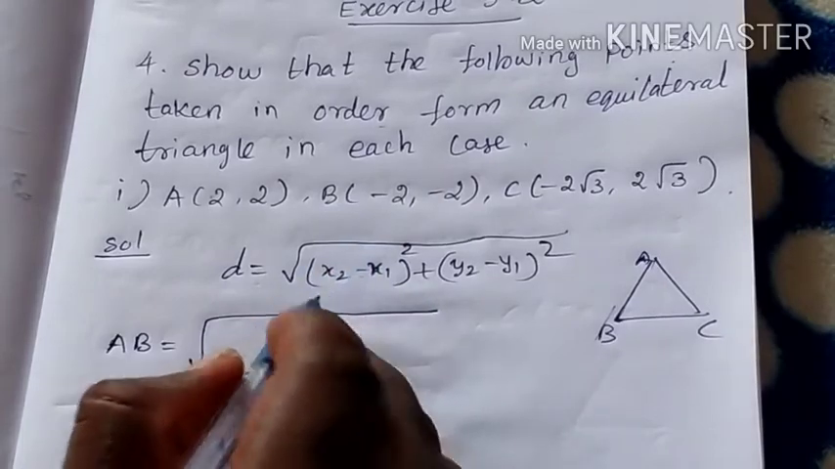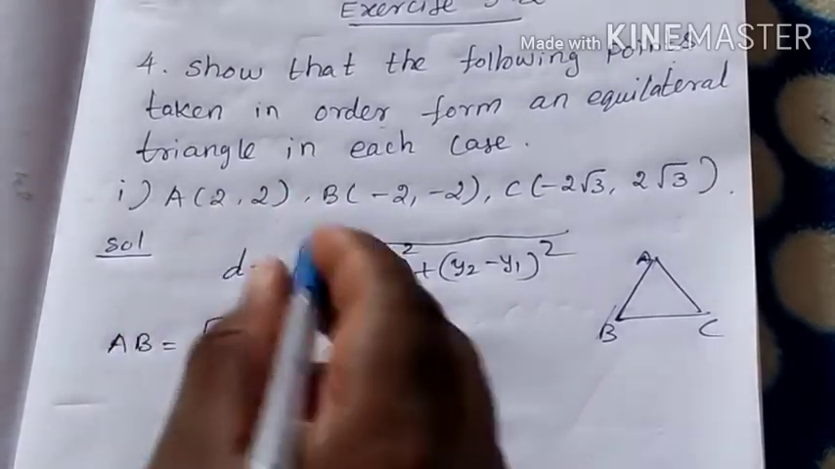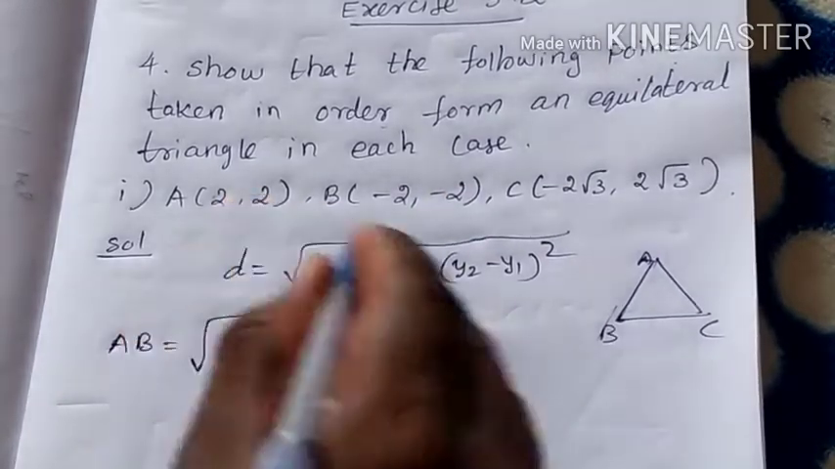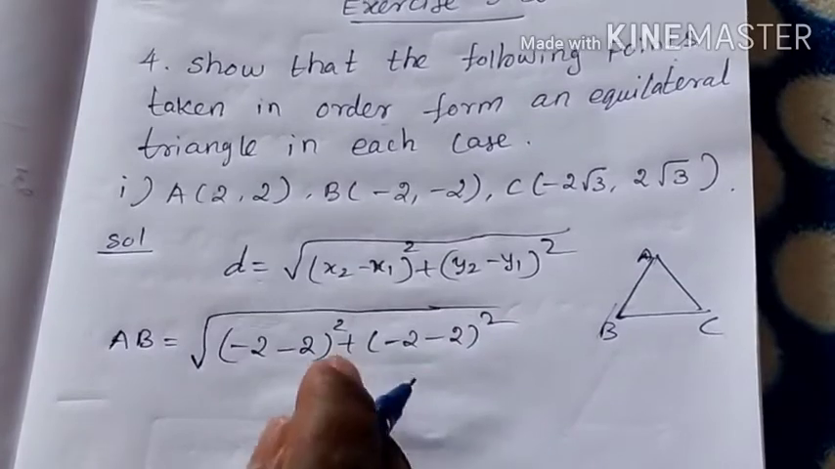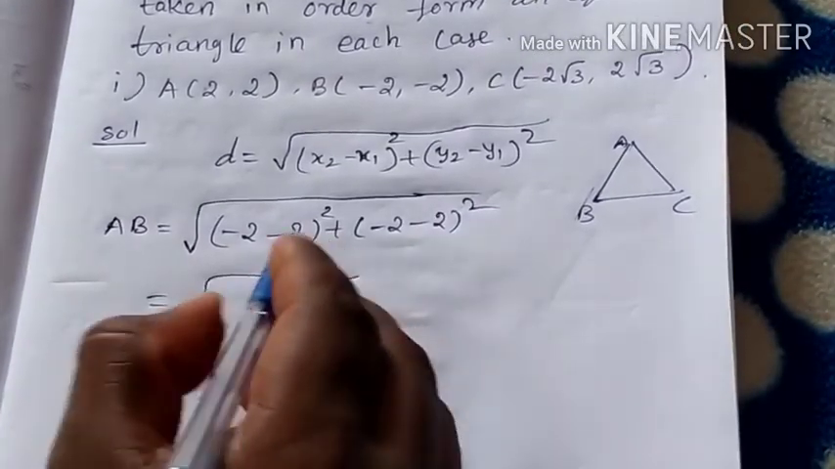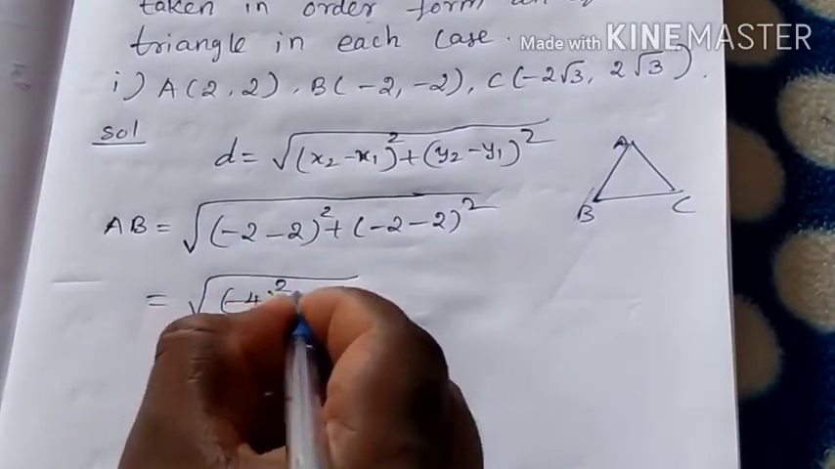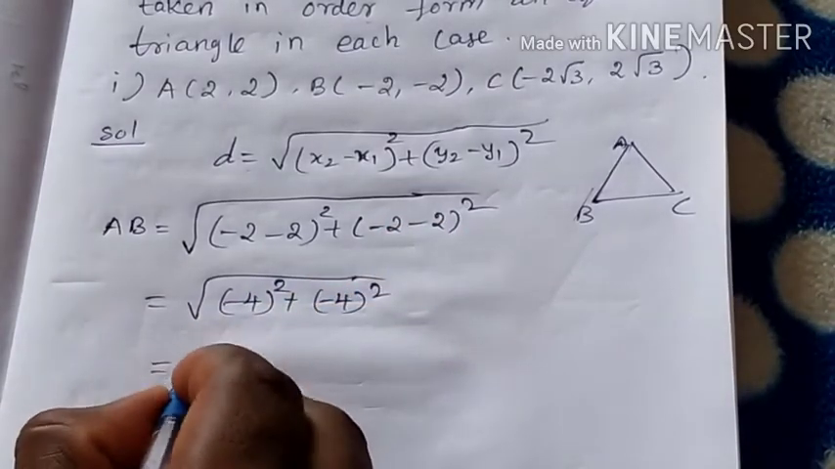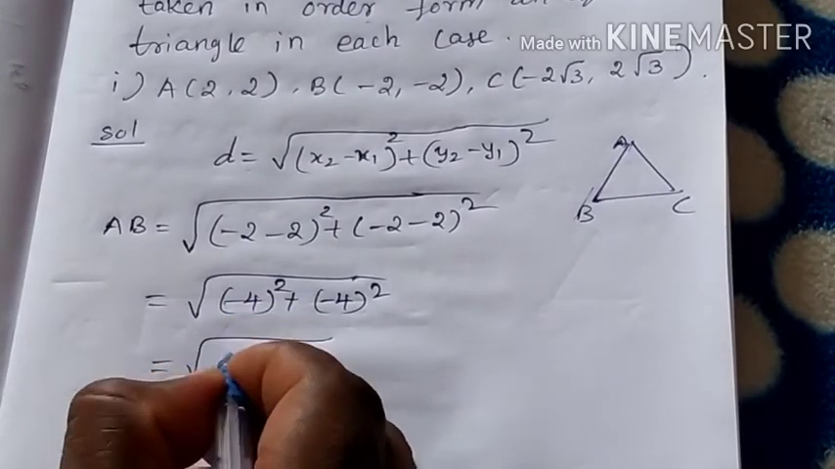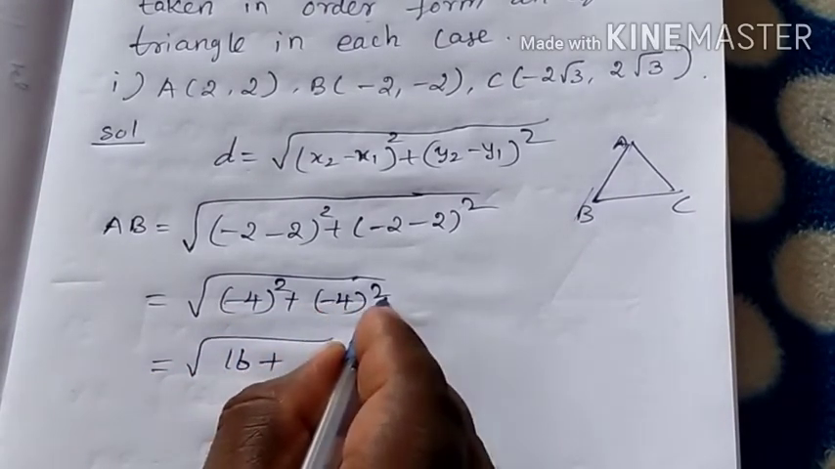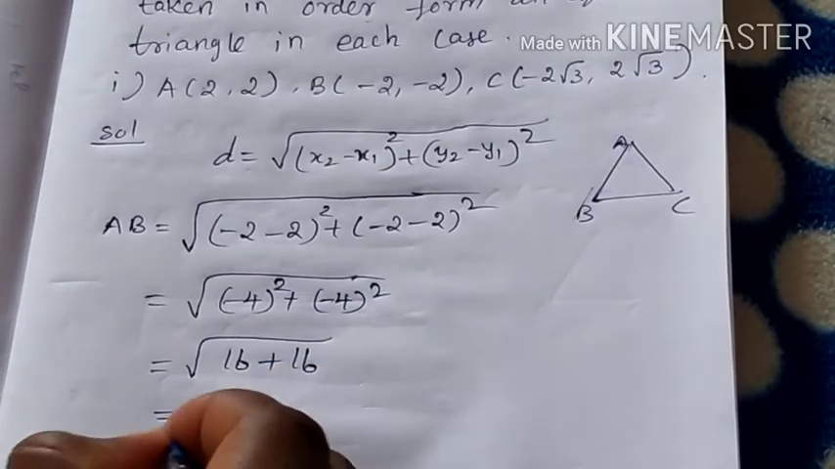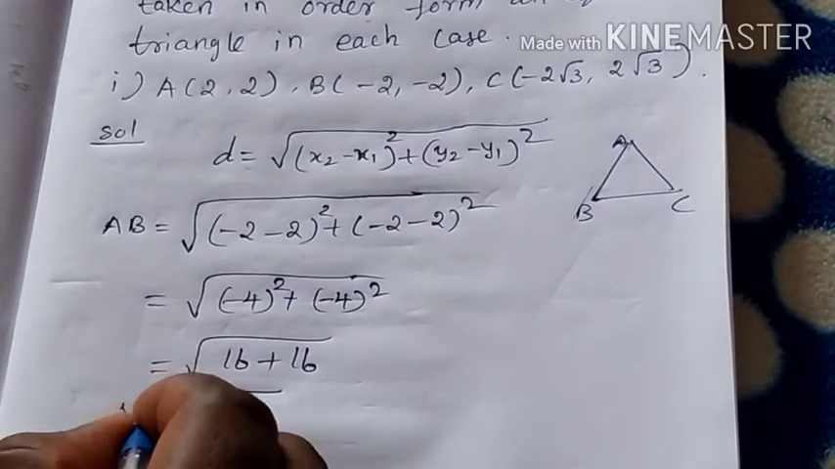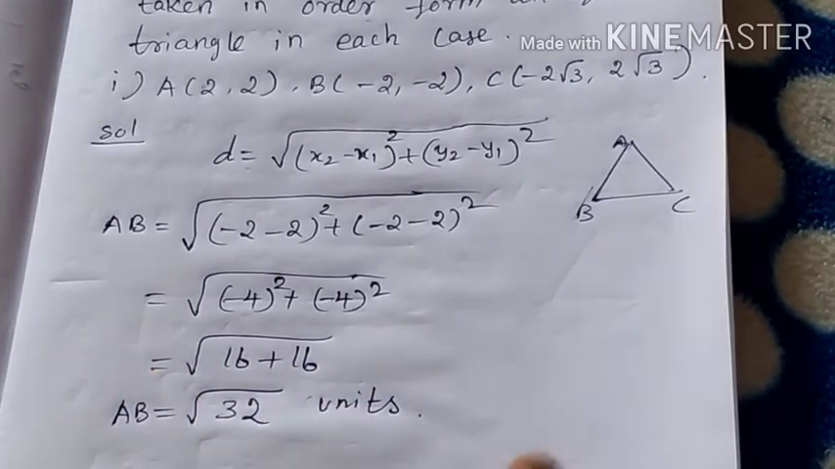The formula is this. x2 minus x1 is minus 2 minus 2, the whole square, plus y2 minus y1 is minus 2 minus 2, the whole square. Which is equal to the square root of minus 4 the whole square plus minus 4 the whole square. Minus power even number is plus, so 4 square is 16, plus 4 square is 16. 16 plus 16 is 32. AB equal to square root of 32 units.